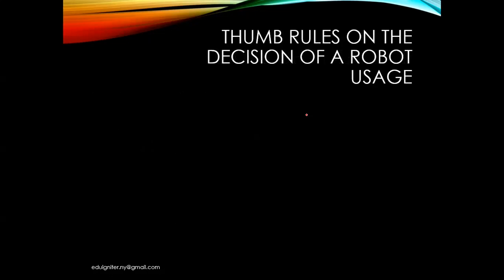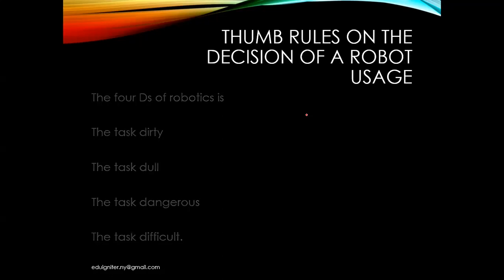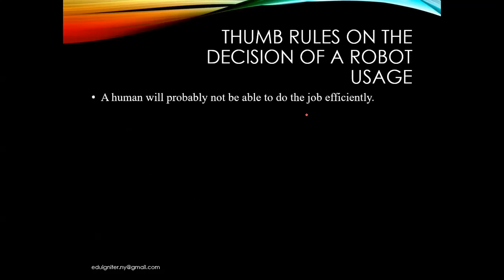The following are the thumb rules which are used to decide on robot use in industry. The first rule to consider is what is known as the 4Ds of robotics. First, the task is dirty. Second, the task is dull. Third, the task is dangerous. Fourth, the task is difficult. If so, a human will probably not be able to do the job efficiently. Therefore, the job is appropriate for automation or robotic labor. Examples are sewage cleaning and assembly.